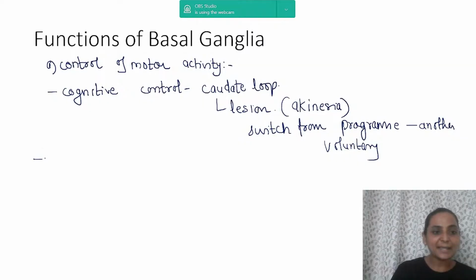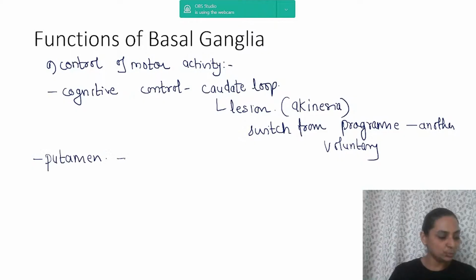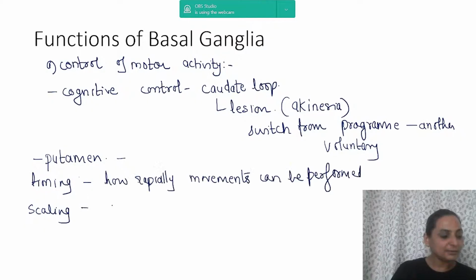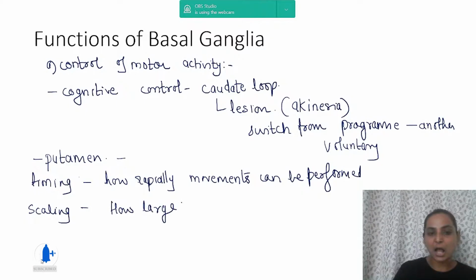Then I told you there is the putamen circuit, or the putamen loop. This putamen loop is very important for the timing of movements and the scaling of movements. What do you mean by timing of movements? How rapidly the movements can be performed. And what do you mean by scaling? How large the movements can be performed.